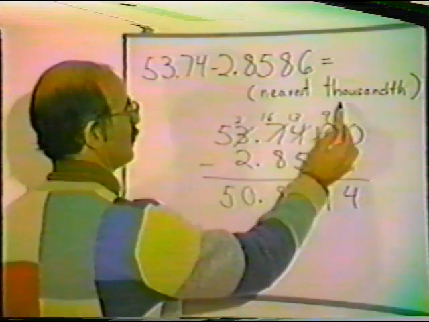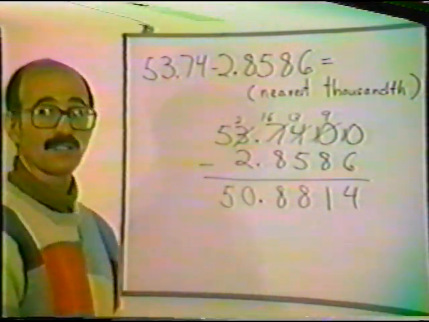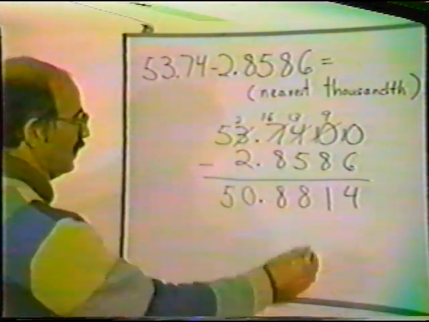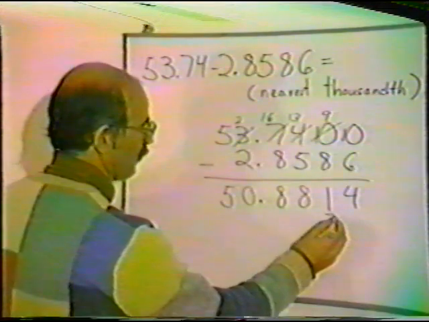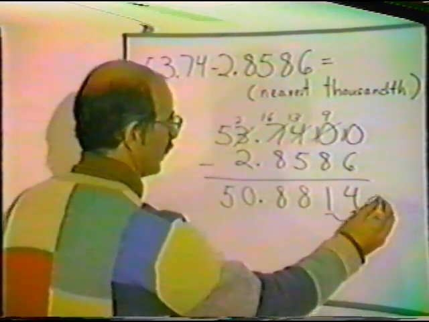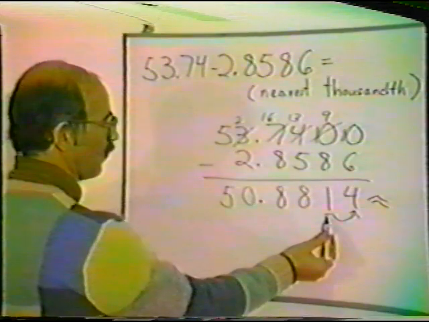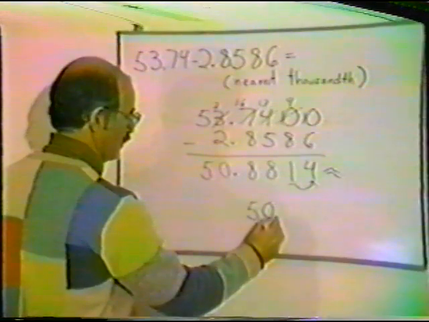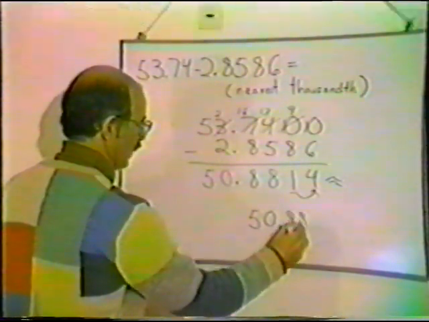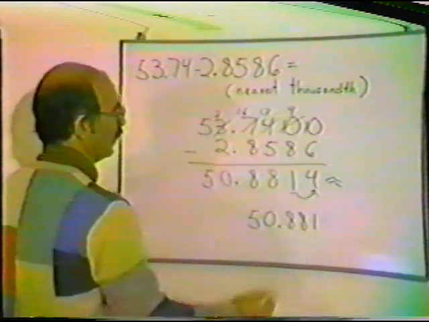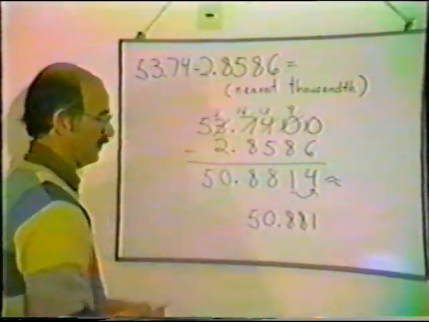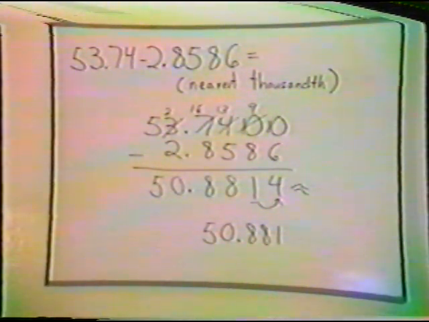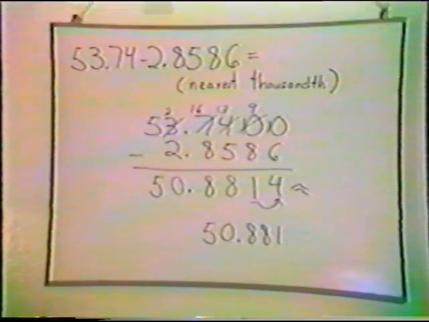We have to round it to the nearest thousandth. Which number is in the thousandths place? 1. We underline the 1 and we point to the number just to the right of it. The 4 tells us that the 1 stays the same, so I write 50.881. Please read me the answer. 50 and 881 thousandths.